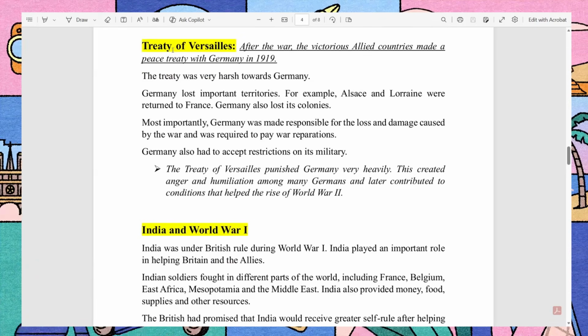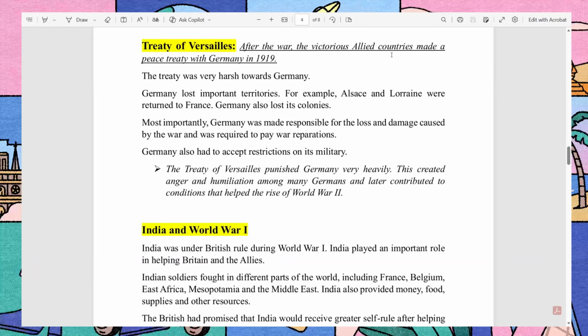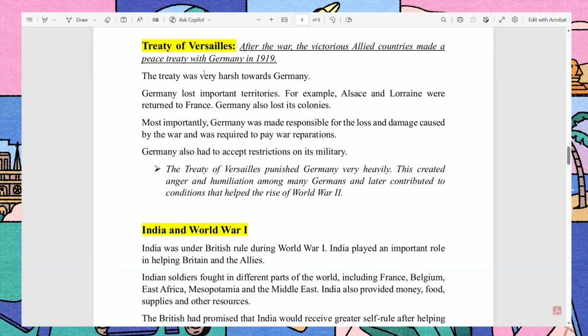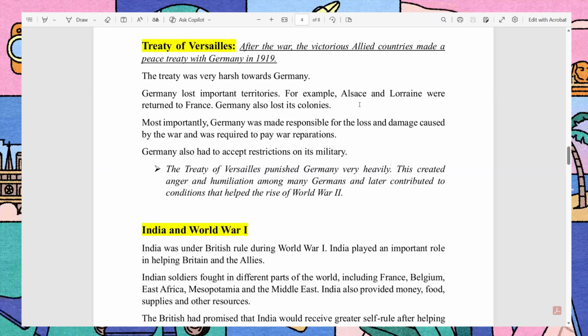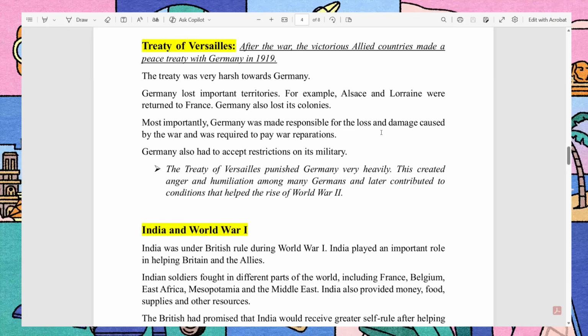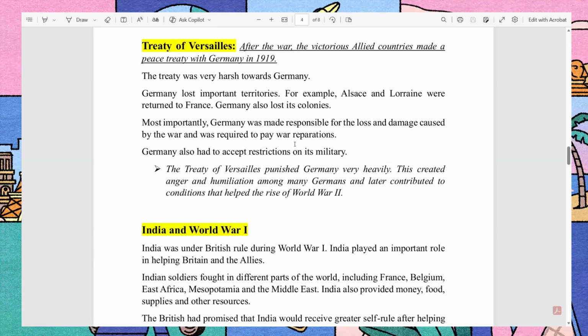Let us now talk about the Treaty of Versailles. After the war, the victorious Allied countries made a peace treaty with Germany in 1919. But the treaty was very harsh towards Germany. Germany lost important territories. For example, Alsace and Lorraine were returned to France. Germany also lost its colonies. Most importantly, Germany was made responsible for the loss and damage caused by the war and was required to pay war reparations.